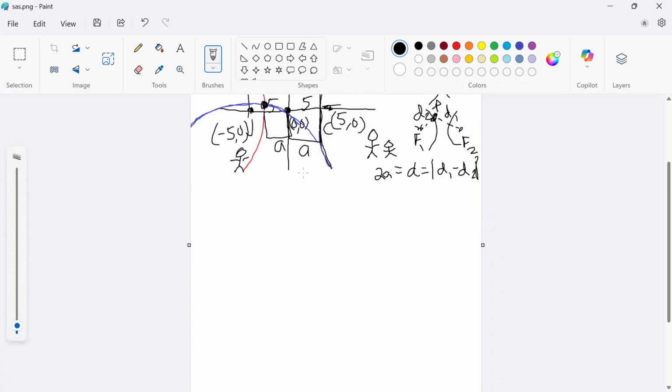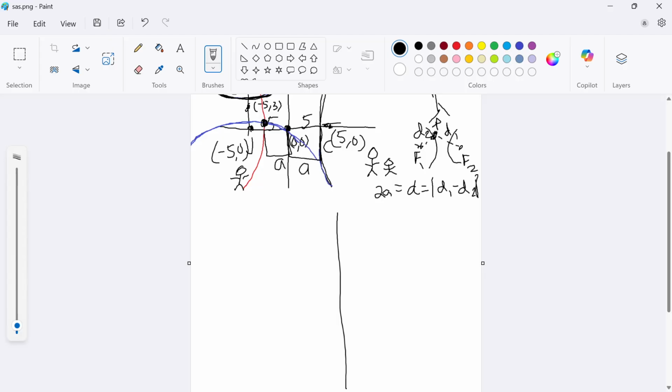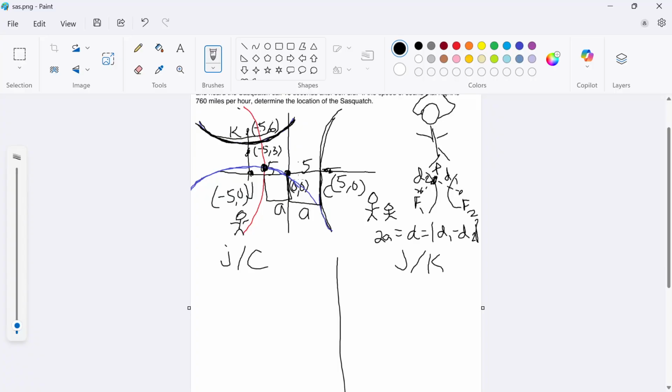So I've got a lot of information. Let me see if I can come up with some of these, and I'll split this in half. This will be Jeff and Carl. This will be Jeff and Kai. I know that with Jeff and Carl, the center is at 0, 0.